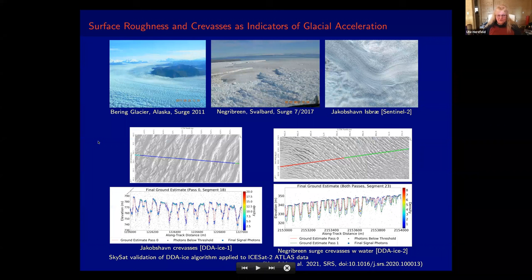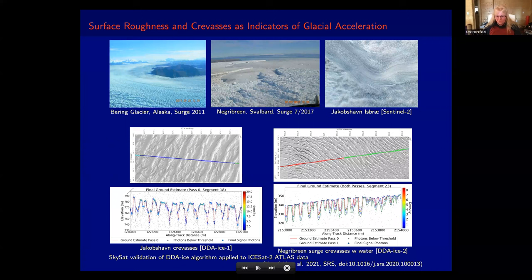And we can see that we have crevasse provinces. These on the left are crevasses from Jakobshavn. And on the right, they are crevasses from Negribreen, and they're surge crevasses. And they look totally different in imagery, and they also look different in ICESat-2 data. So now we spend some more slides showing you how we actually get there.